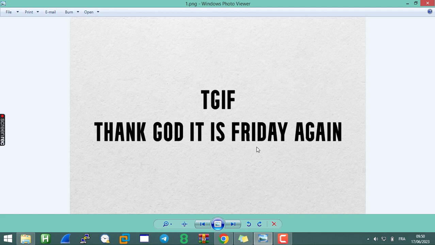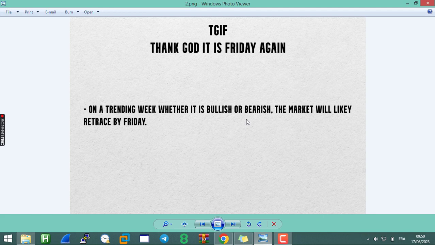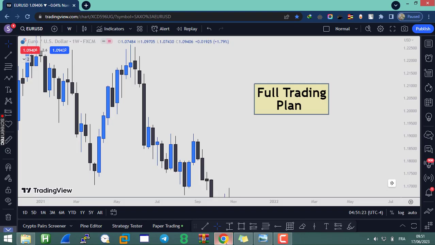So TGIF. Now, the logic behind this model. On a trending week, whether it is bullish or bearish, that doesn't matter, the market will likely retrace by Friday. I made a typo here, so forgive me guys. So the market will retrace by Friday. Now, what do we mean by that? Let's go to the chart and I'm going to show you.